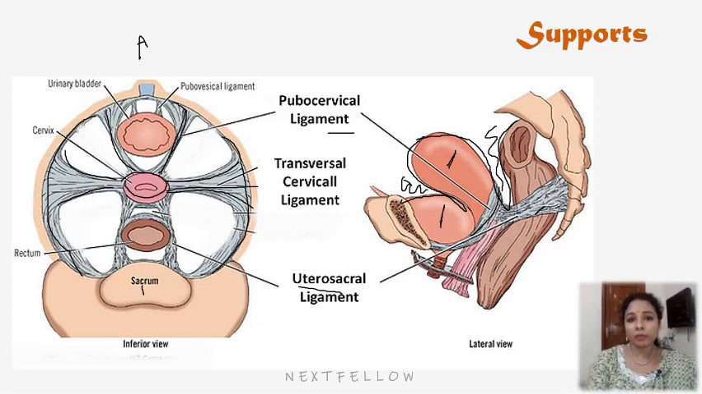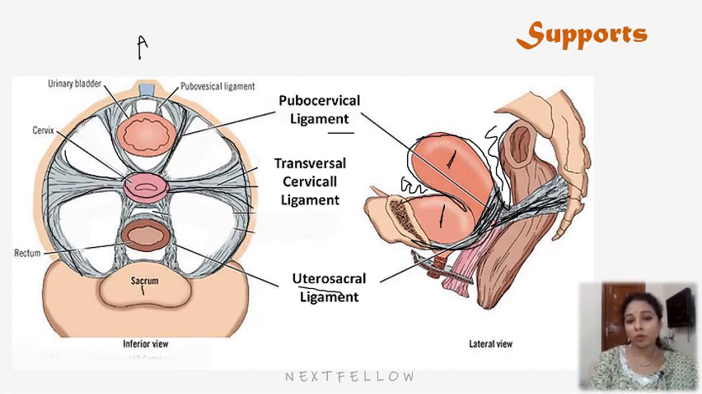Pubocervical ligaments are a pair of fibrous bands which extend from the cervix to the posterior aspect of the pubic bones. Uterosacral ligaments I have shown already. Cervical ligaments are here connecting the pubis to the cervix, and this is the uterosacral ligament. Uterosacral ligaments are a pair of fibrous bands which extend from the cervix to the second and third sacral vertebrae and pass on each side of the rectum. With the forward pull of the round ligaments, they help maintain the anteflexed and anteverted positions of the uterus.